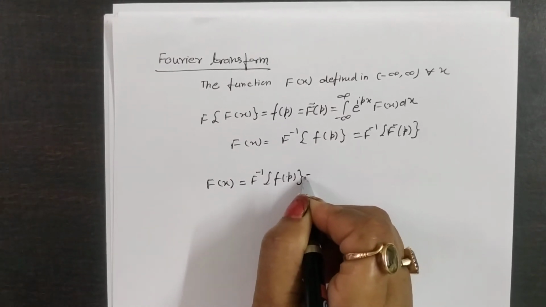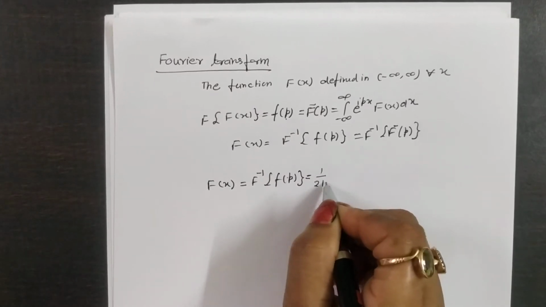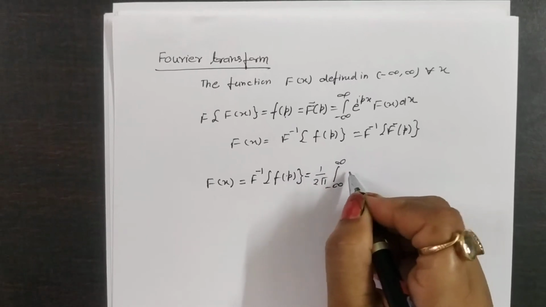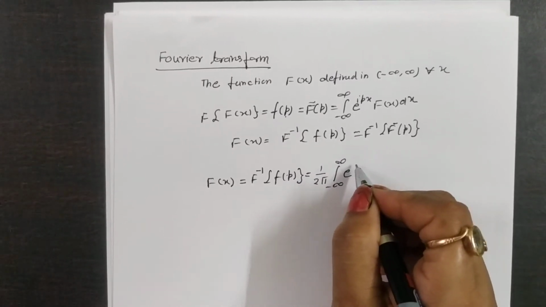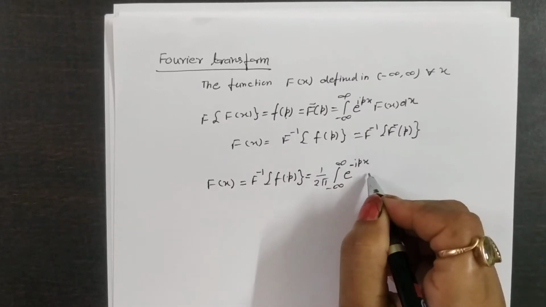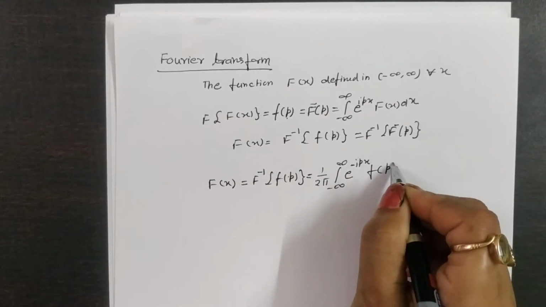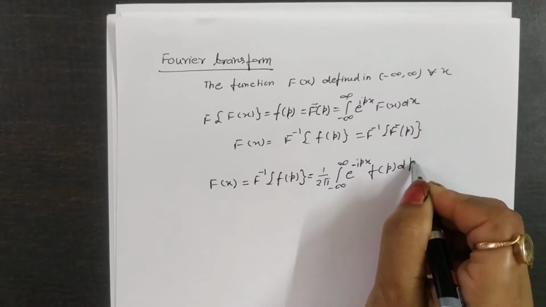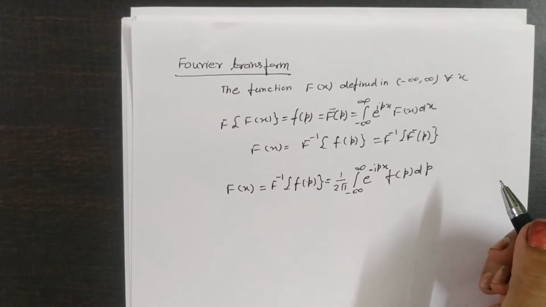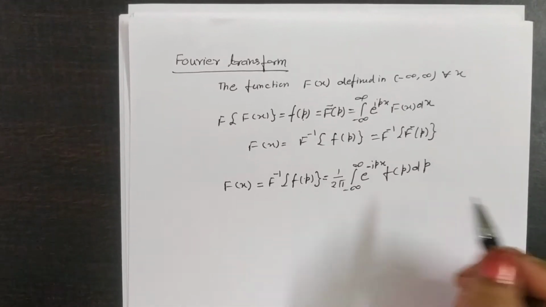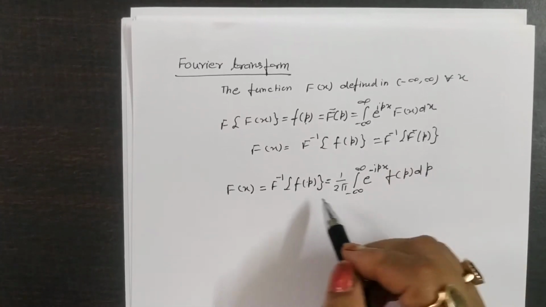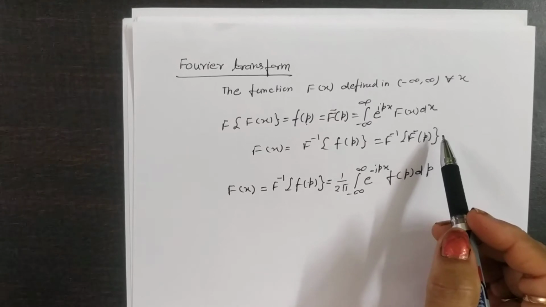This is again equal to 1 by 2 pi times the integral from minus infinity to infinity of e to the power minus i p x times F of p dp, in inverse form. Or you say that is f of x. This is the main definition for the Fourier transform.